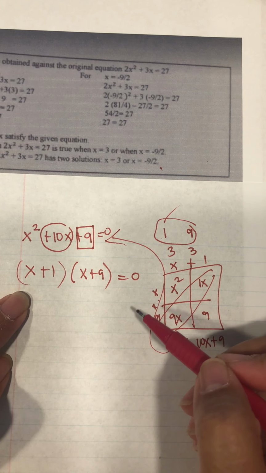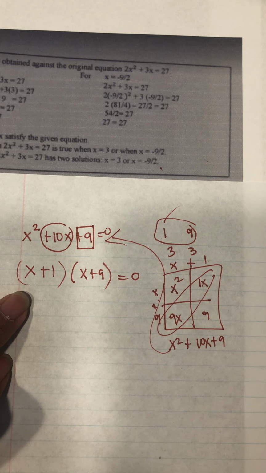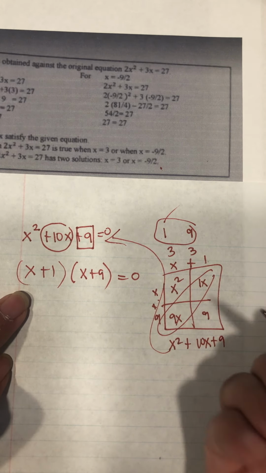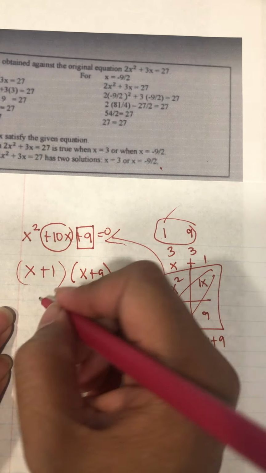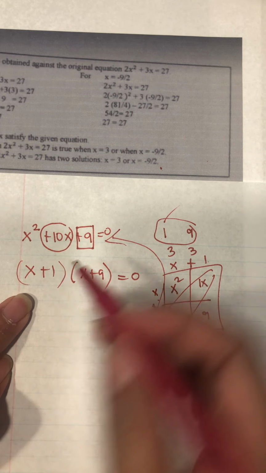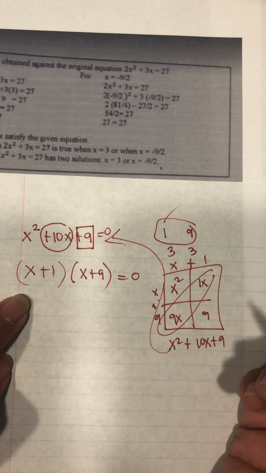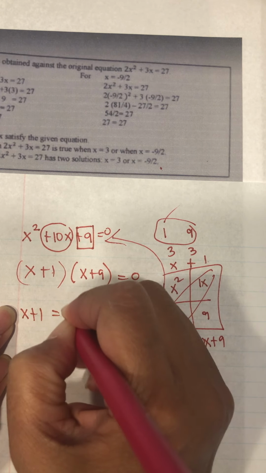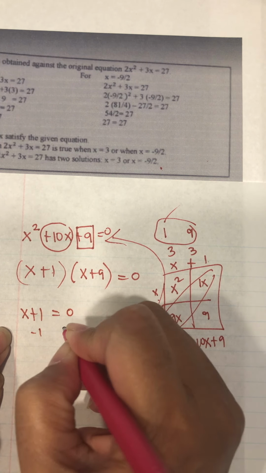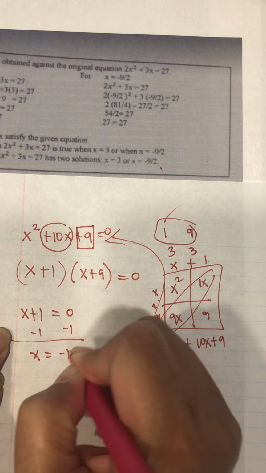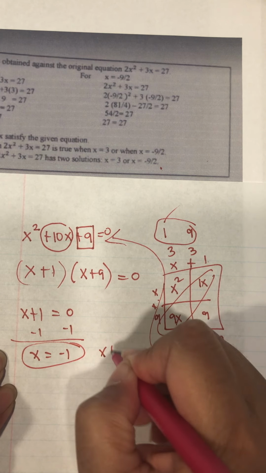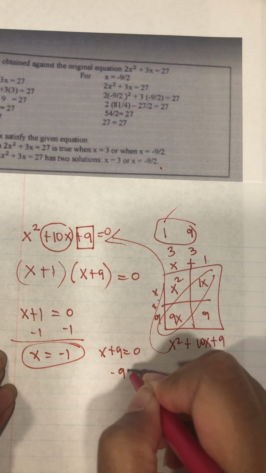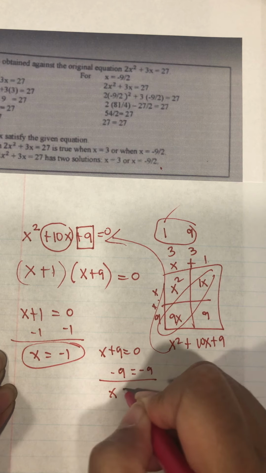Now this is not the answer yet, because your solutions are always in the form of x equals something. So that's why we also call them the x value. All right, so what you're going to do is equate each factor to 0. So x plus 1 is equal to 0, minus 1. Then solve the equation. So x is negative 1. That's one solution. Then the other one is x plus 9 equals 0. So x is equal to negative 9.